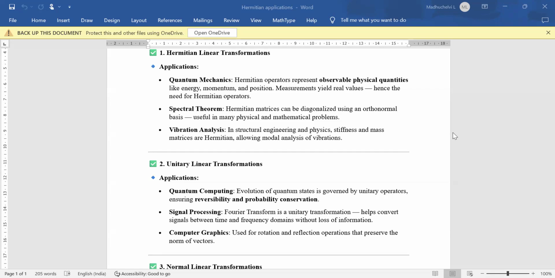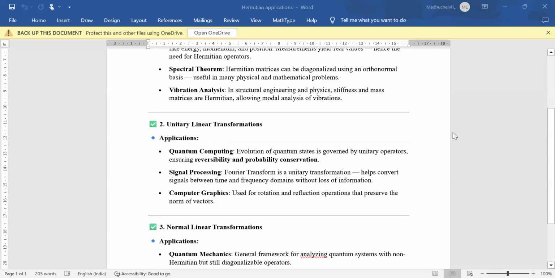Next, let us see the application of unitary linear transformation. It is applied in quantum computing, signal processing, and computer graphics. In evolution of quantum states, the states are governed by unitary operators ensuring reversibility and probability conservation. In signal processing, the Fourier transform is a unitary transformation that helps to convert signals between time and frequency domains without loss of information. In computer graphics, it is used for rotation and reflection operations that preserve the norm of vectors.